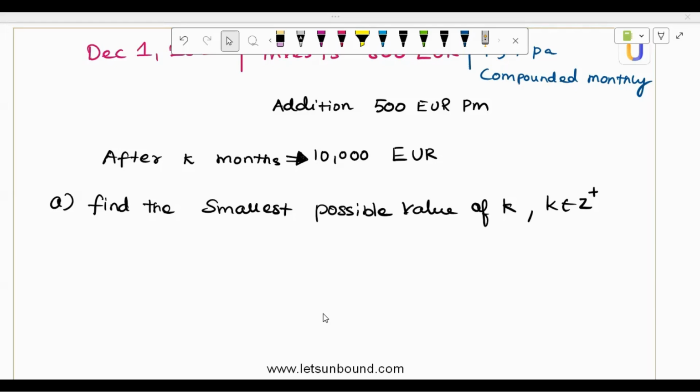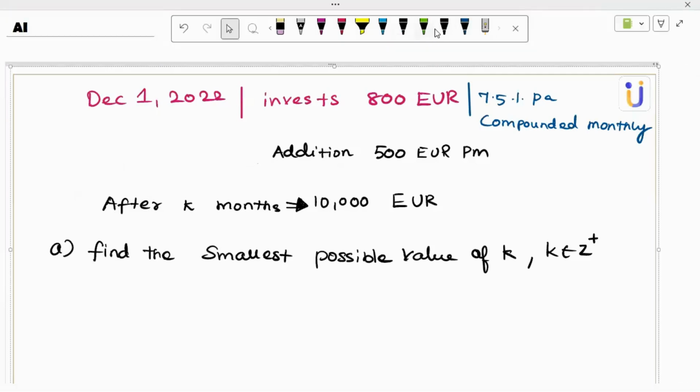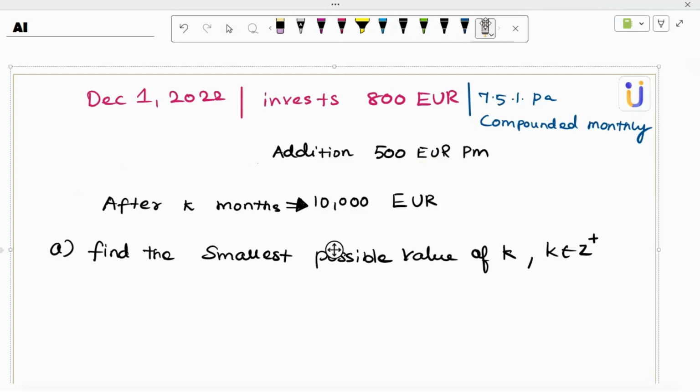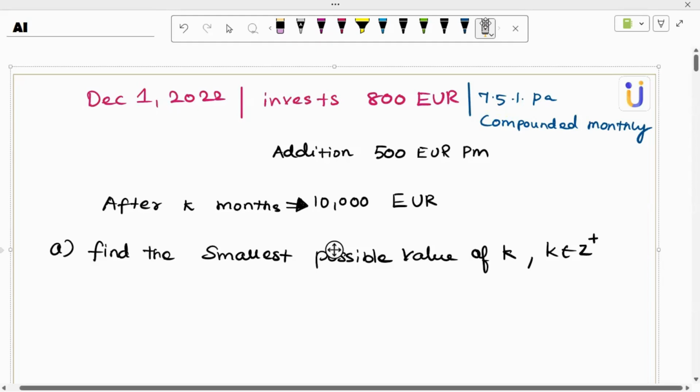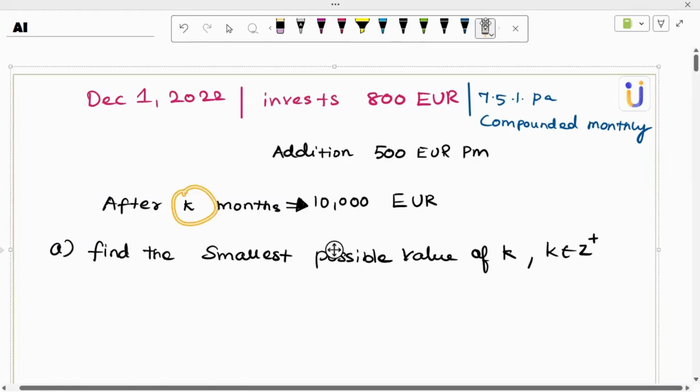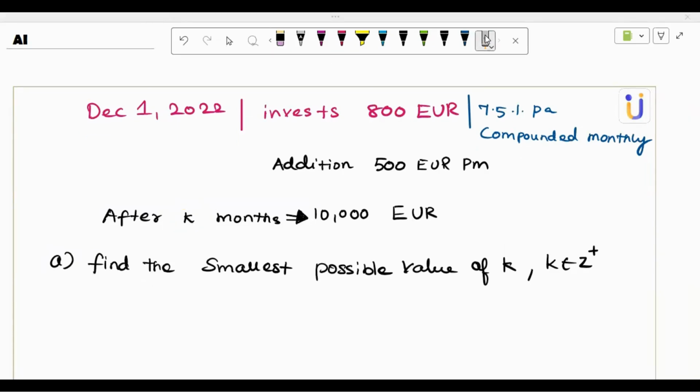So at the end of each month, Laviola deposits an additional 500 euros, right? So the day she deposited is given. 800 is the first investment. Then additionally, she is paying 500 euro per month. Then the scheme is based on 7.5% per annum, but compounded monthly. And at the end of K months, the matured value is going to be 10,000 euros. She might have saved 10,000 euros, right?